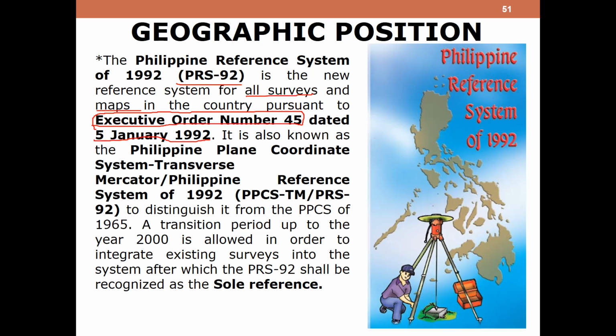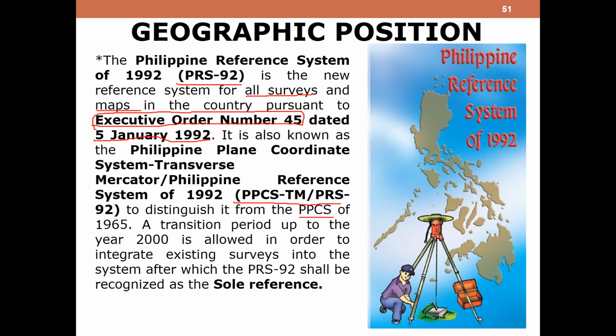It is also known as the Philippine Plane Coordinate System, Transverse Mercator Philippine Reference System of 1992. So it is called PPCS TM PRS 92, to distinguish it from the PPCS of 1965. This Philippine Plane Coordinate System is already in northings and eastings. So its name is PPCS TM PRS 92.